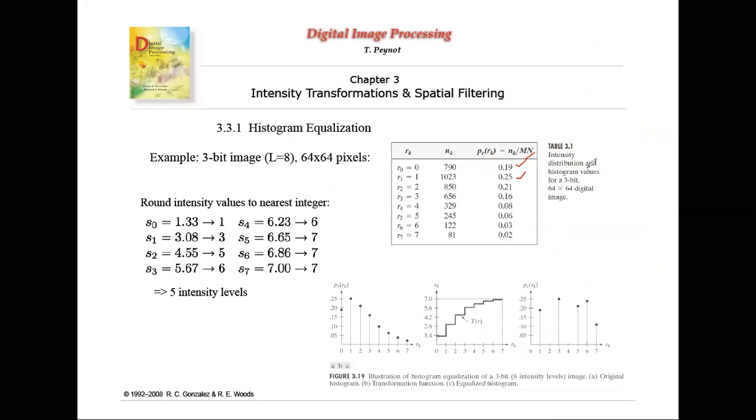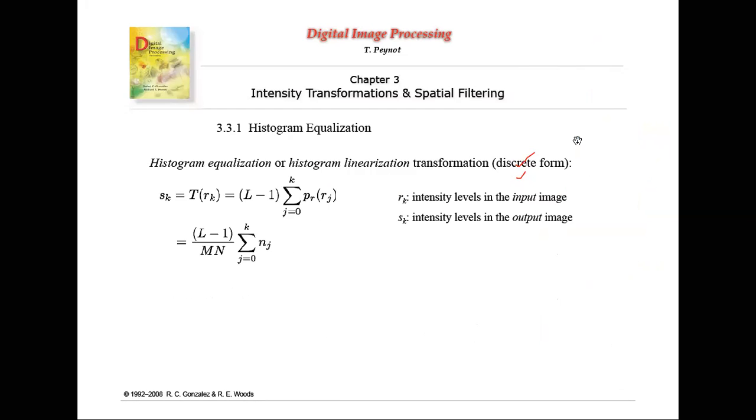What is this cumulative addition? You see the formula here. Let me go back to the previous page. This is cumulative addition. The first value will be the probability itself. The second value will be the probability of the 0th level plus the probability of the first level. The third value will be the probability of zeroth plus first plus second, multiplied by the levels L minus 1. Okay, remember the formula.